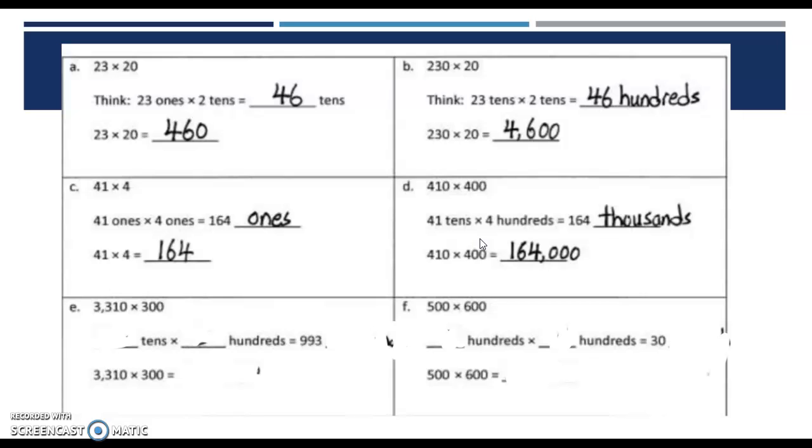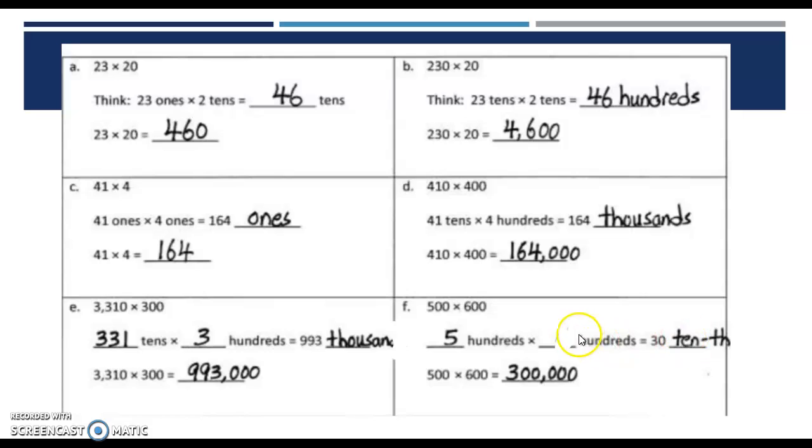So now we're going to do 3,000 times 310, which would be 33 tens times 300 equals 993 thousands. So 3,300 times 300 is 990,000. So now we're going to do 500 times 600. That will be 30 tenths. So then, 500 times 600 is 300,000.